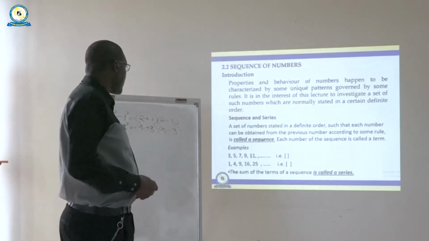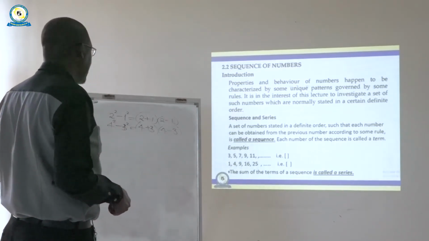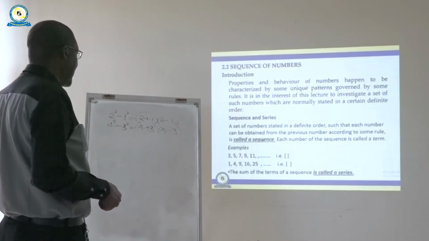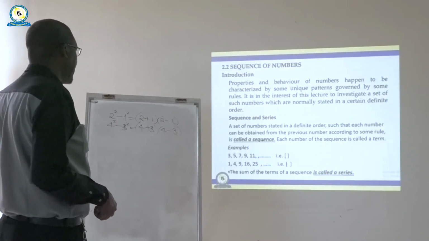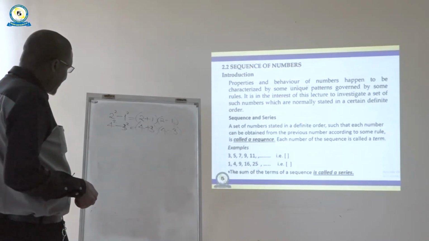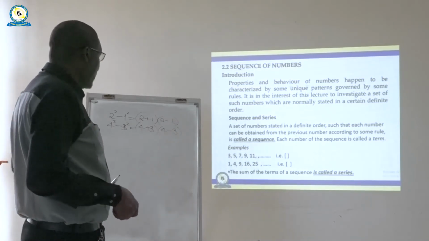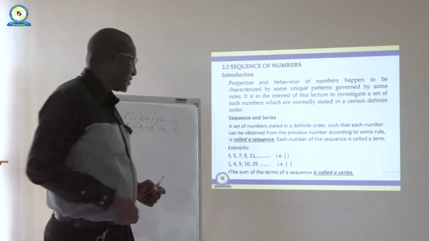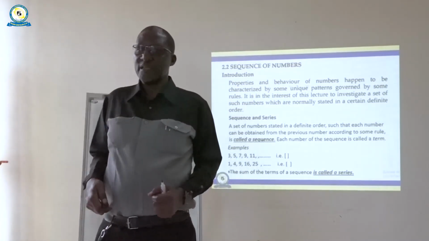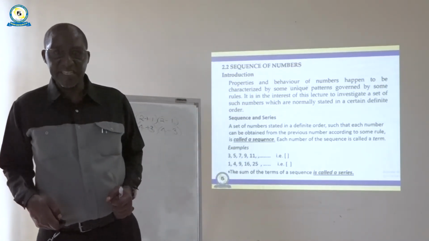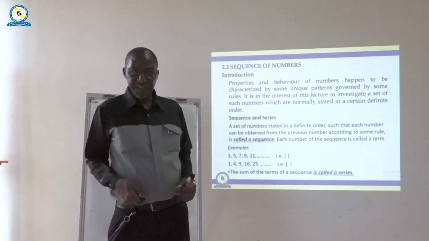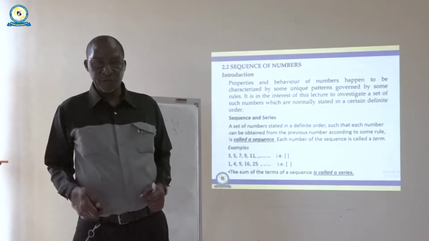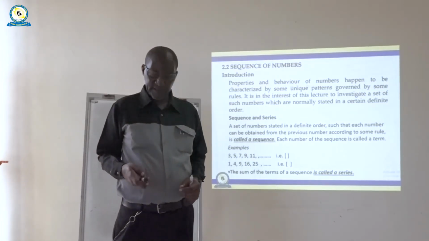For example, the numbers 3, 5, 7, 9, 11, etc. These numbers are called terms. 3 is a term, and 5 is a term, etc. The sum of terms of a sequence is called a series. So a series is an indicated sum of a sequence.